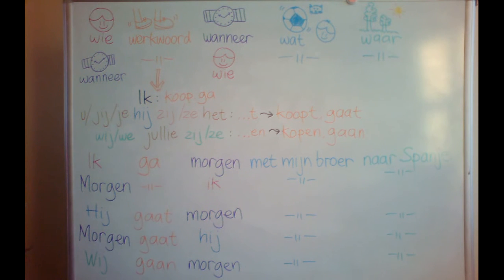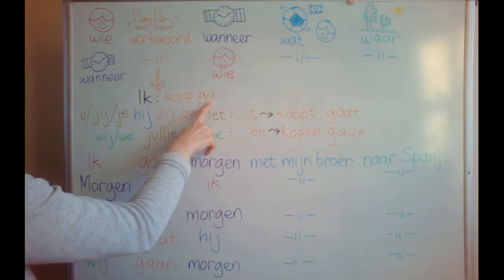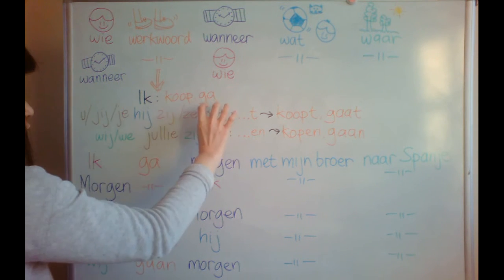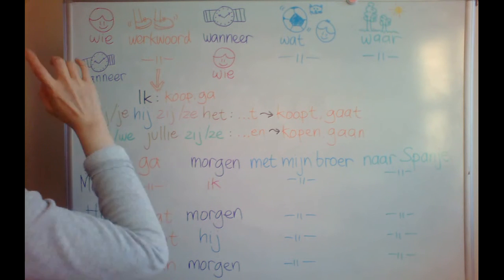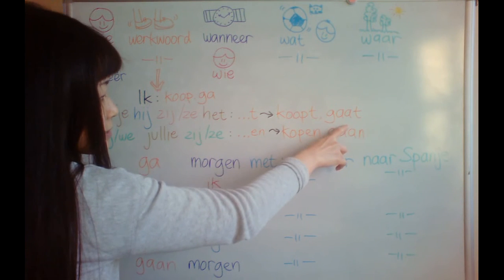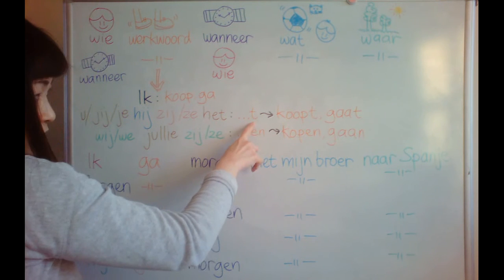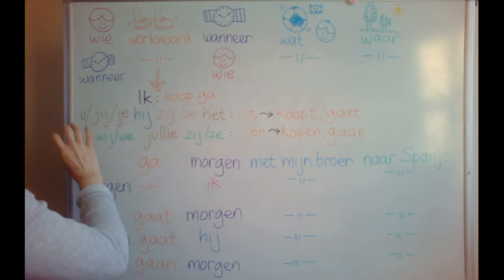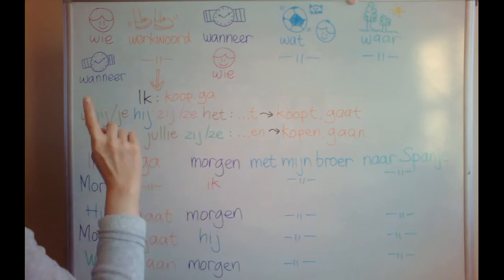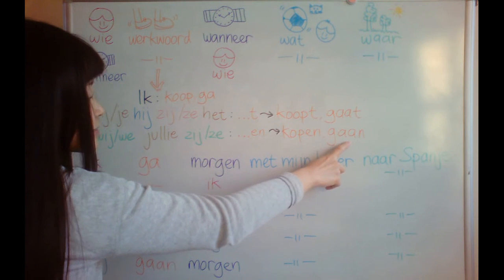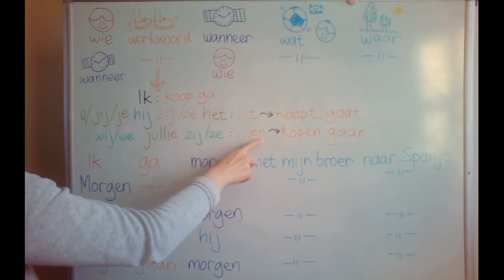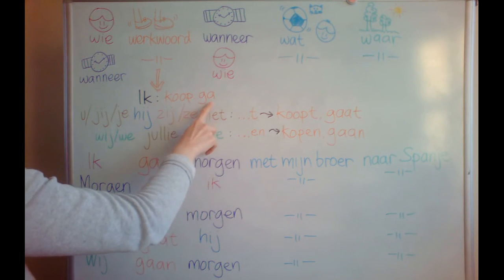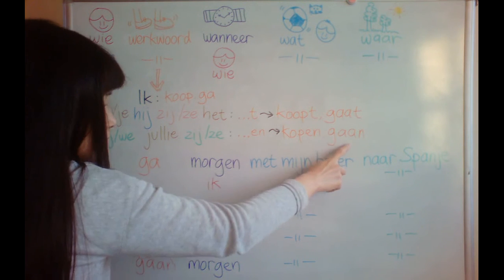Go, ga, for ik or I. And for person or animal or thing that consists of one, gaat, with T at the end. Gaat. For animal, person, things that consist more than one, gaan, with A-N, E-N, or N. Ga, gaat, gaan.